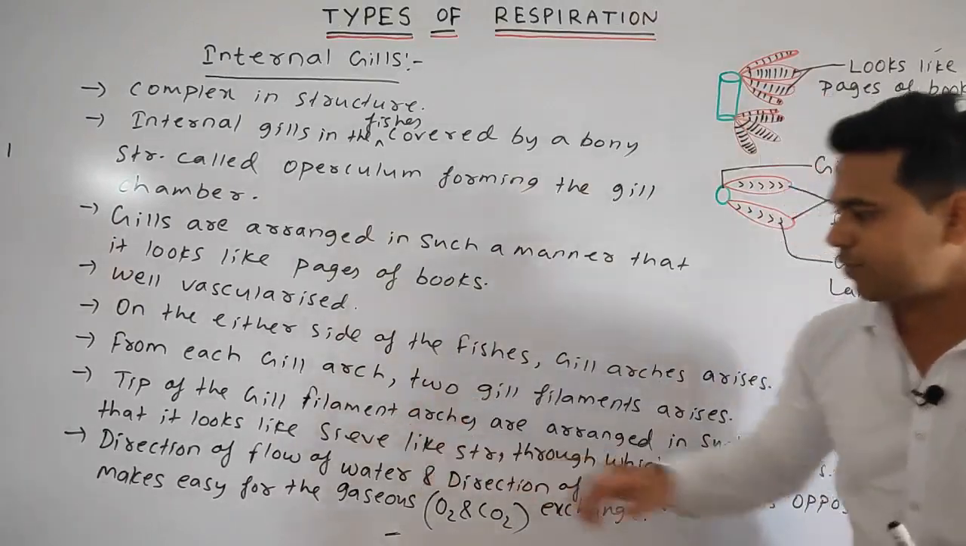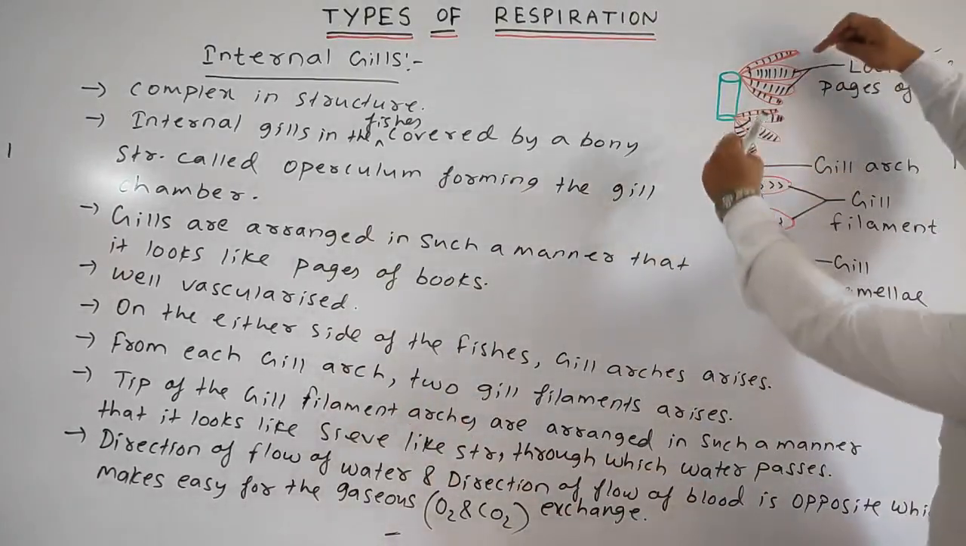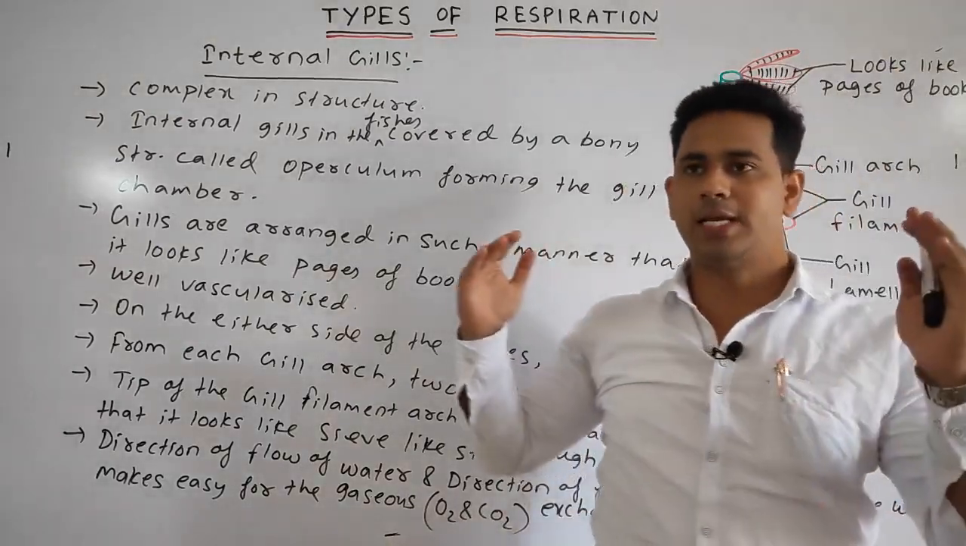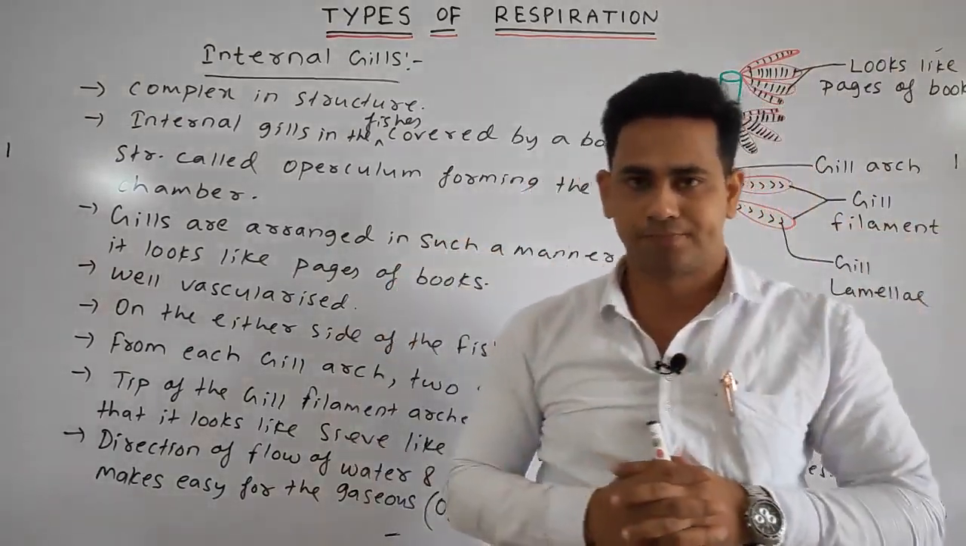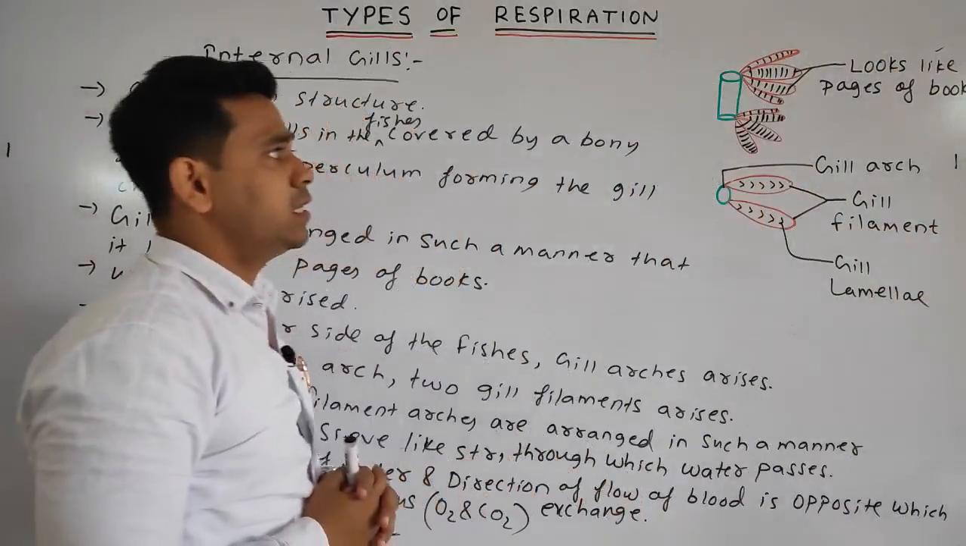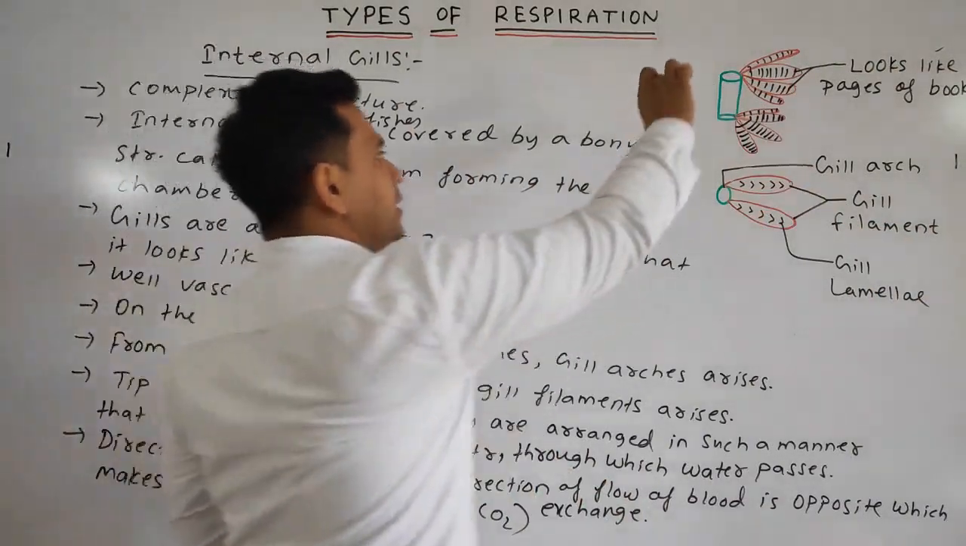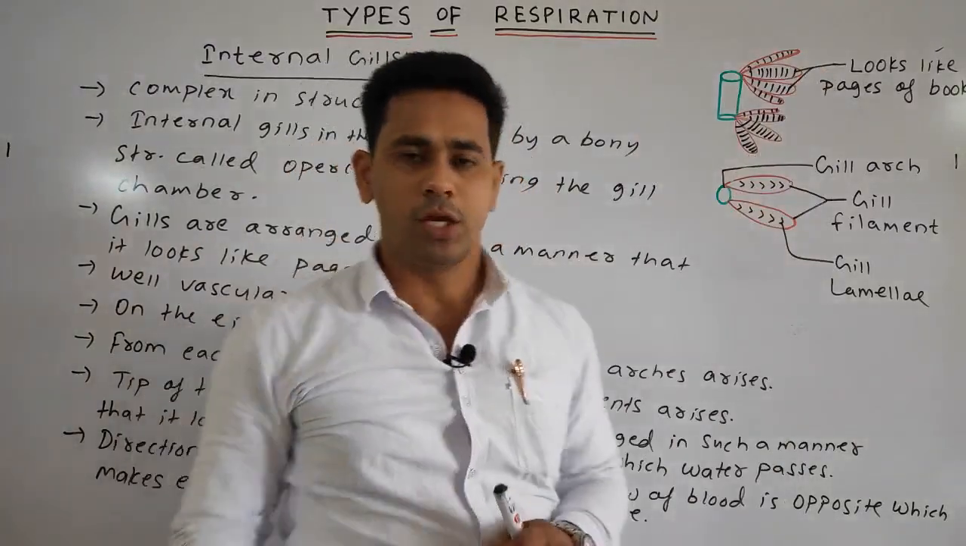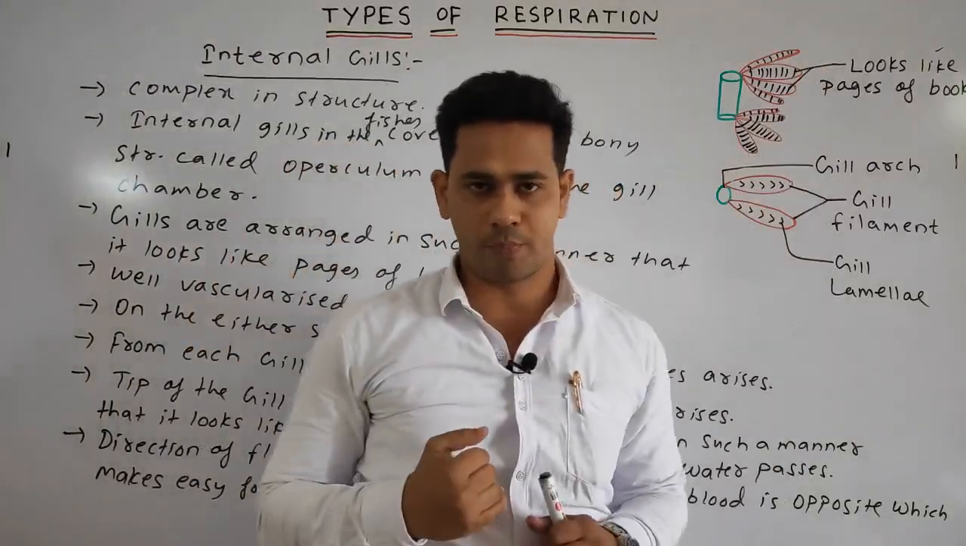Tip of the gill filament arcs. The tips of the gill filament arcs are arranged in a reduced manner to have a sieve-like structure. It means a net-like structure by which the water can easily pass through.